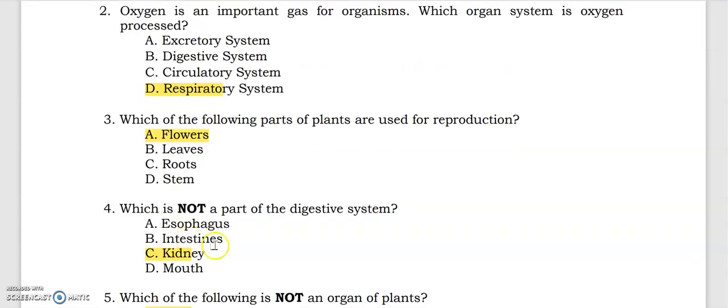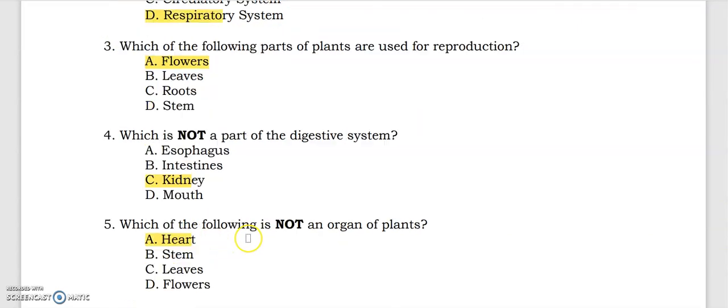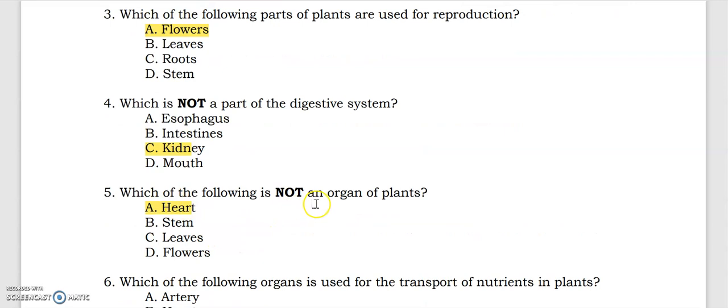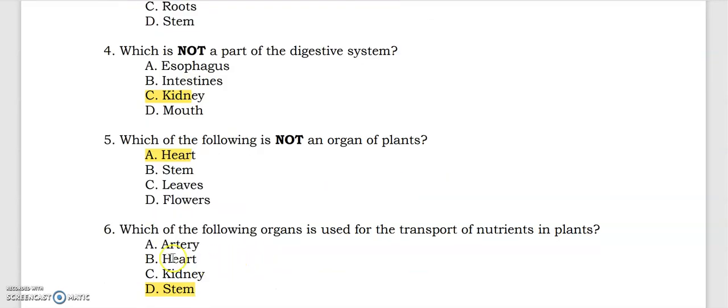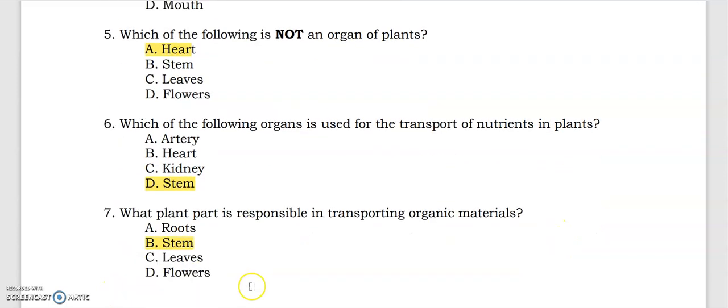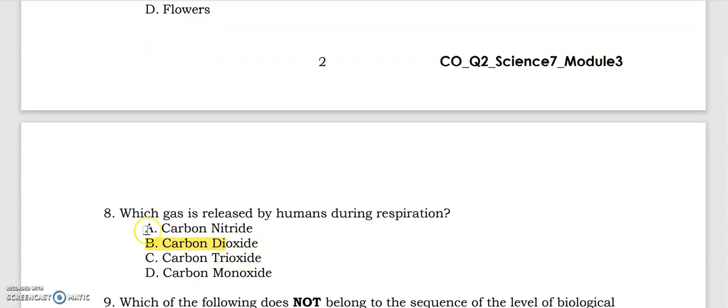Number 4, which is not a part of the digestive system? Letter C, kidney. Number 5, which of the following is not an organ of plants? The answer is heart, letter A. Number 6, which of the following organs is used for the transport of nutrients in plants? The answer is the stem, letter D. Number 7, what plant part is responsible for transporting organic materials? The same, letter B, stem.